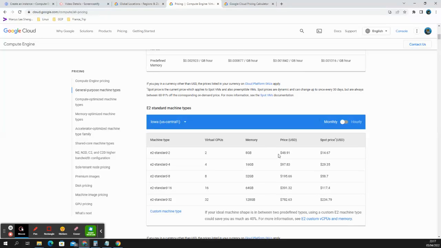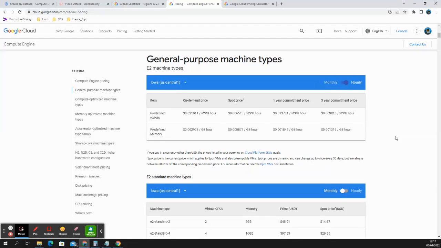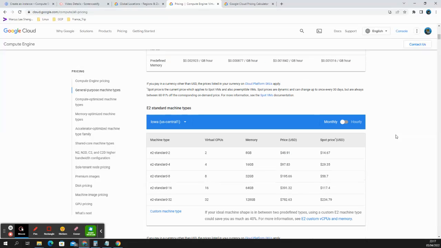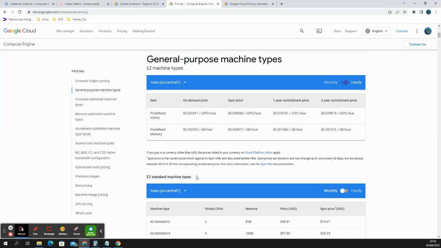This is the price for the month if you have it running all month. Obviously, if you stop the VM every evening or every couple of hours, the pricing will reduce dramatically. And that's what I do. I have my VMs stopped for most of the time. So that is the way to determine the prices. That's for the E2 standard machine.